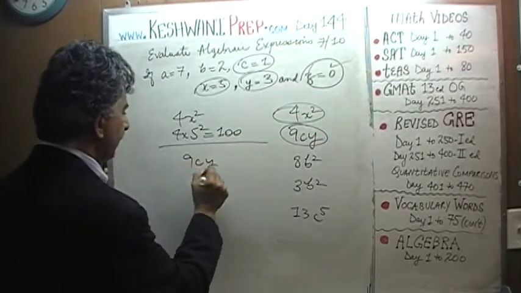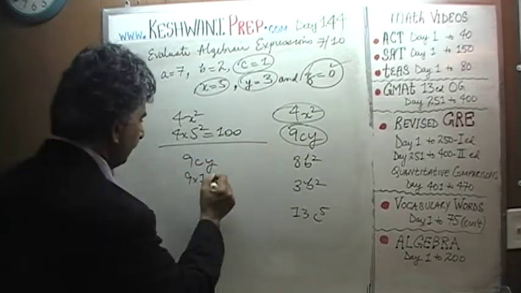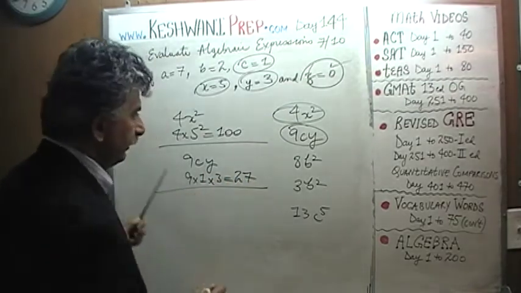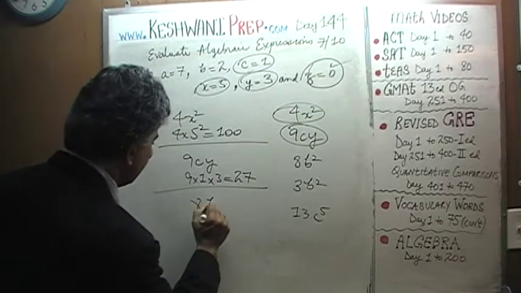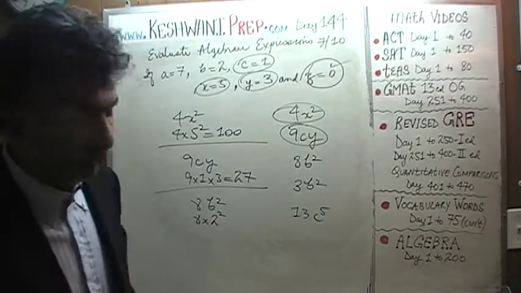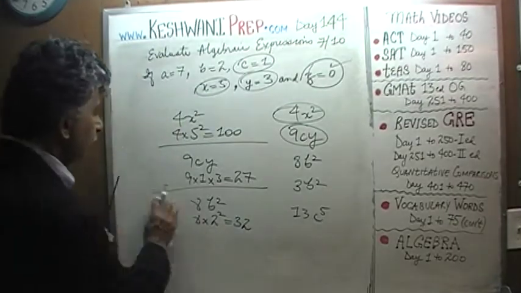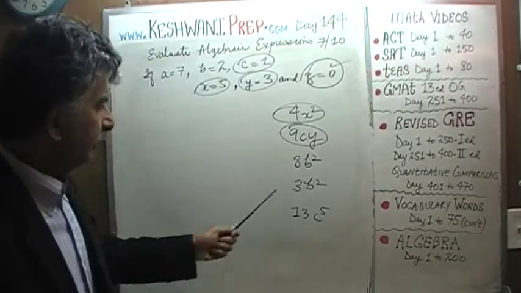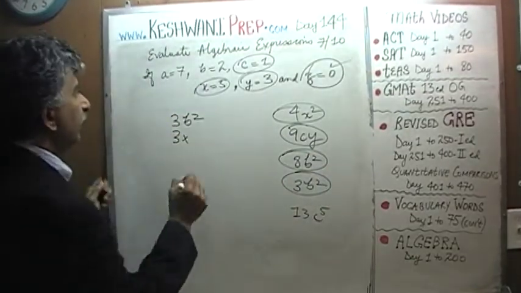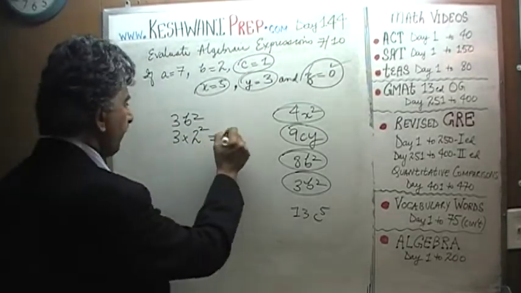9cy, 9 times c, which is 1, times y, which is 3. So essentially it is 9 times 3, which is 27. Then we have 8b squared, 8 times b squared, which is 2. 2 squared is 4, 4 times 8 is going to be 32. Let's do the last two. 3b squared is going to be 3 times 2 squared. 2 squared is 4. 4 times 3 is 12.